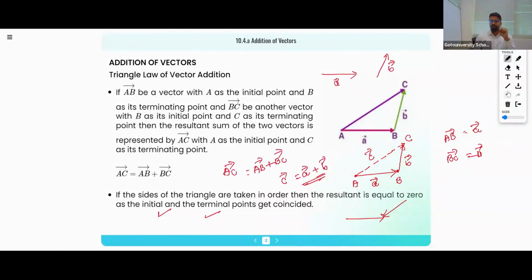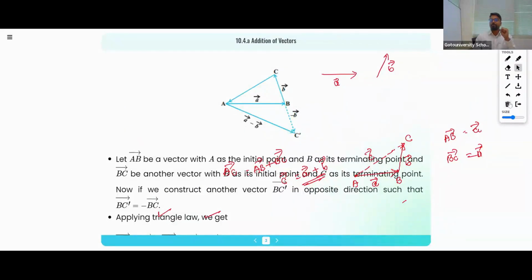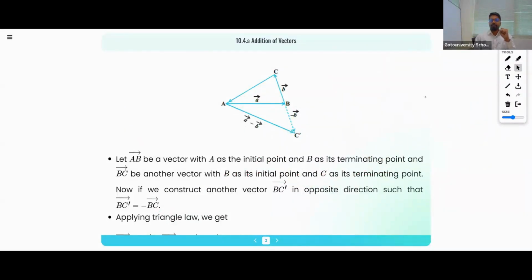Let me show the diagram for this. Wait a second. Let me erase this part. Let's go to the next part of the slide, which might have a proper figure for that. Yes, here. This is what it means. So you have taken the vector like this, A. And now there is a vector B. There is also another way, right? This is a vector B.